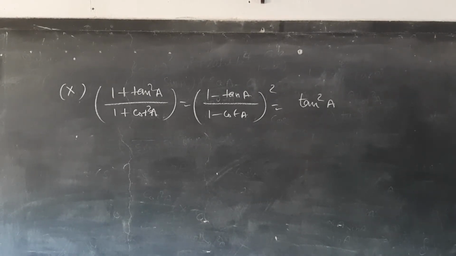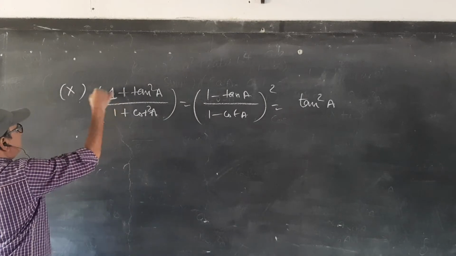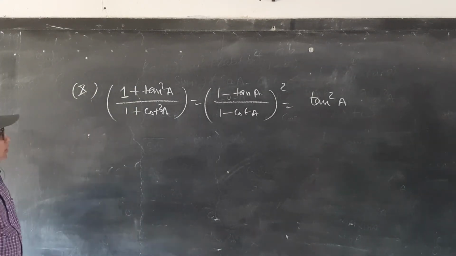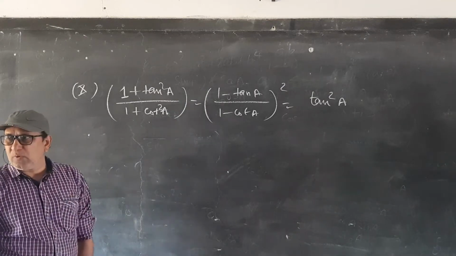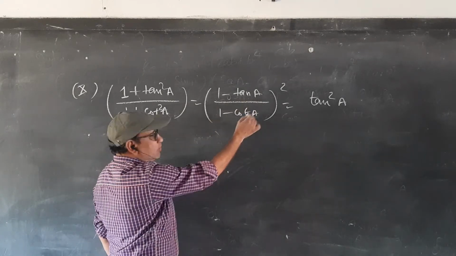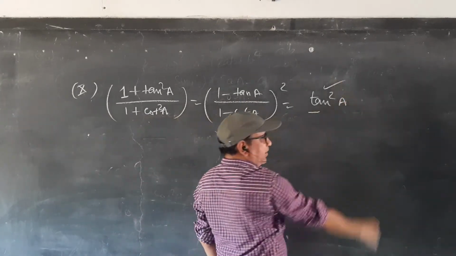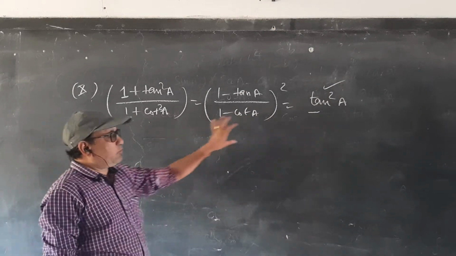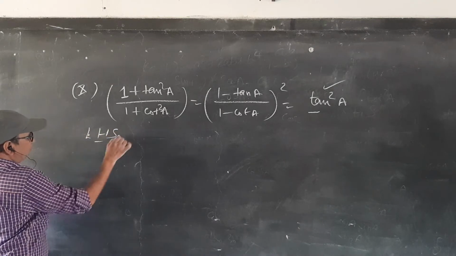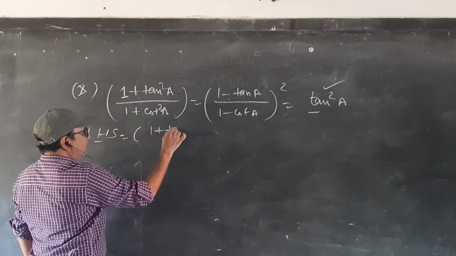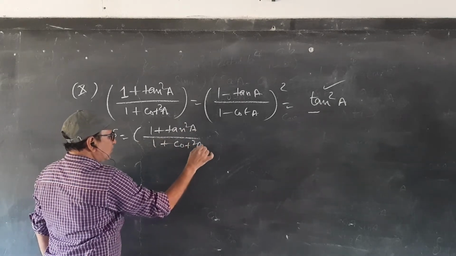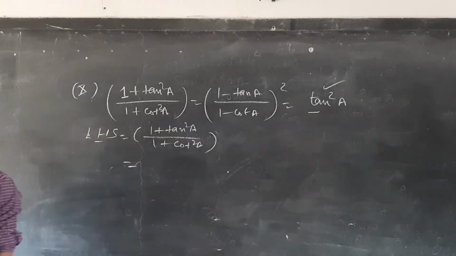Now, next question. Question number 10: (1 plus tan square A upon 1 plus cot square A) equals (1 minus tan A upon 1 minus cot A) whole square, equal to tan square A. So we have to show both equal tan square A. First we take one side, that is the LHS: 1 plus tan square A upon 1 plus cot square A. Simply use the identity, nothing else.